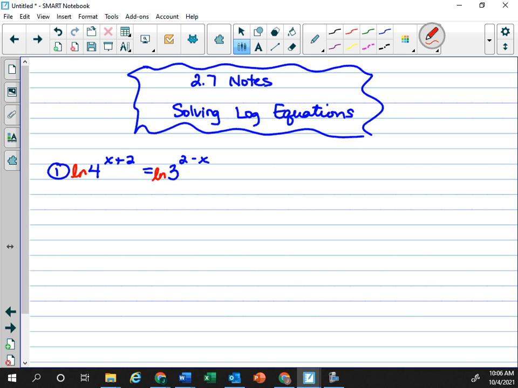Okay, when you have a log, where can the exponents go? Yeah, in front. They become the coefficients, right? So I really have x plus 2 times the natural log of 4 equals 2 minus x times the natural log of 3.